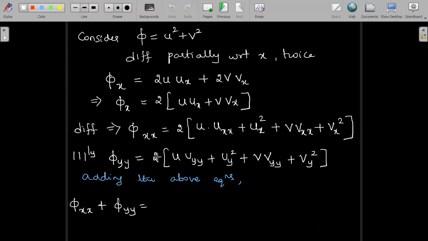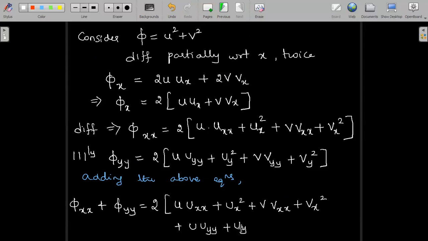Okay. Now while adding, I take care that 2 is common. So I write down 2 outside. And then I'll write down the remaining things as they are: u into uxx plus ux square plus v into vxx plus vx square plus the remaining u into uyy plus uy square plus v into vyy plus vy square. So this is just the addition of the above two expressions.